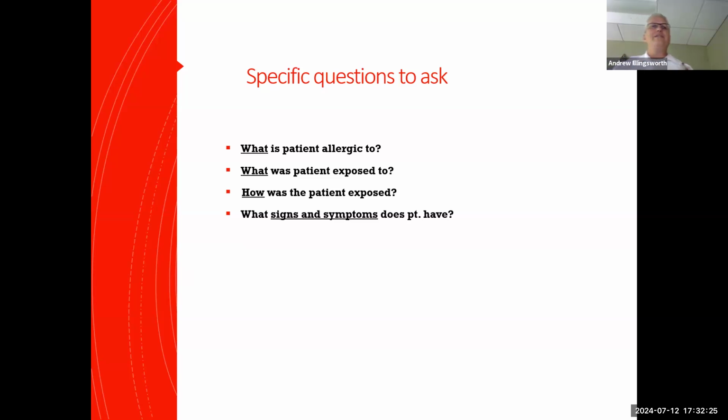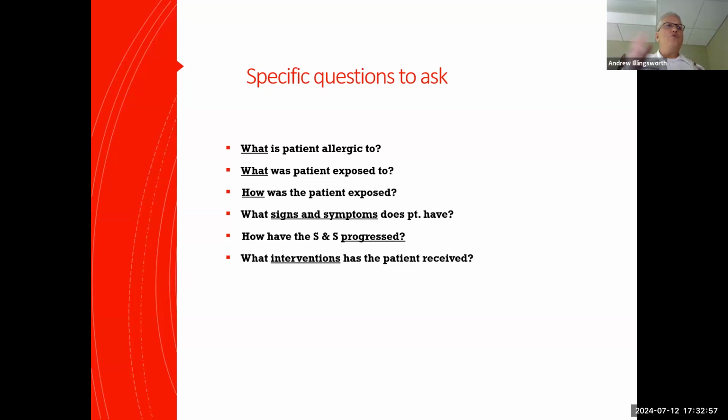What signs and symptoms do they have? Remember, you can see some stuff. You can see respiratory distress. You can see urticaria. You can see pale, diaphoretic skin. But you've got to ask, what symptoms are you having? And once those symptoms started, what were you doing when it started? What was the first symptom that came on? And then how did it progress? What happened next? Did it progressively worsen since that time?